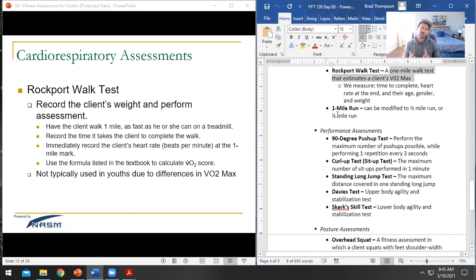So you are going to measure how long it takes them to walk 1 mile. The distance is the same, but everyone's time is going to be different. You're going to measure what their heart rate is the second the test is over. This is not a recovery pulse. You can do it for 6 seconds and multiply it by 10. You just want to know what their heart rate is the second they hit that 1 mile mark. So it is after 1 mile what their heart rate gets up to, right?